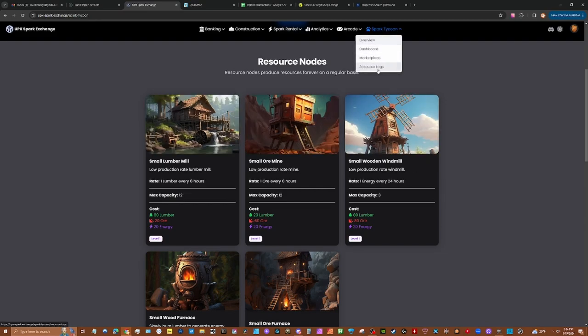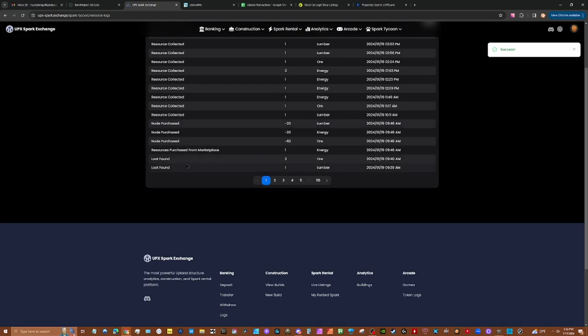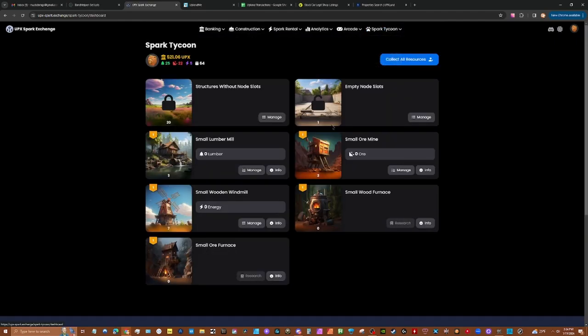And if we take a look at the resource log here, this is my resource log from today. You can see here I captured, here's loot found, two ore, okay? Here's another one, lumber, one lumber. Here's a ore, here's an energy. So these are all loots. As I was treasure hunting and doing paid sends, I was getting these loot boxes that contain this resource. And then I would go to my dashboard here, and those would tally up here.